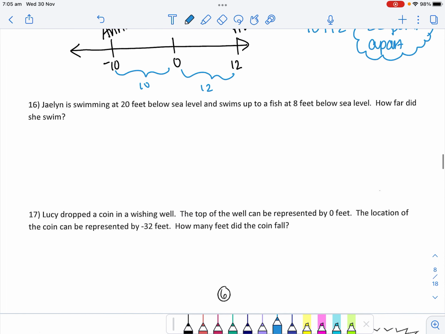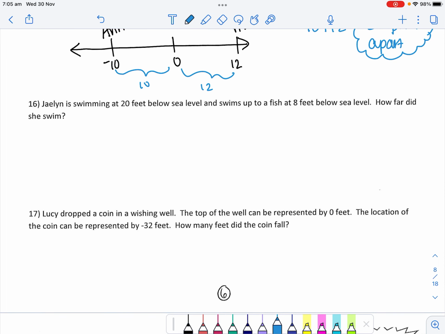Number 16 says Jalen is swimming at 20 feet below sea level and swims up to a fish that is 8 feet below sea level. So everything is happening underwater here. So here is my water. Here's Jalen, and she's at 20 feet below. So I can say she's at negative 20 feet. And then here's my fishy. And this fishy is 8 feet below sea level, so that's at negative 8.